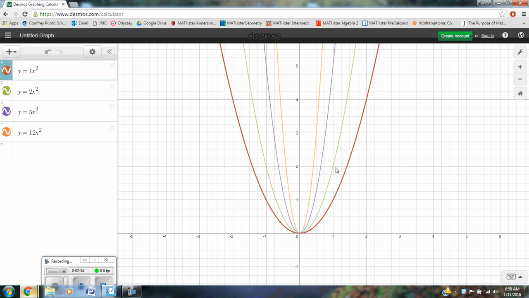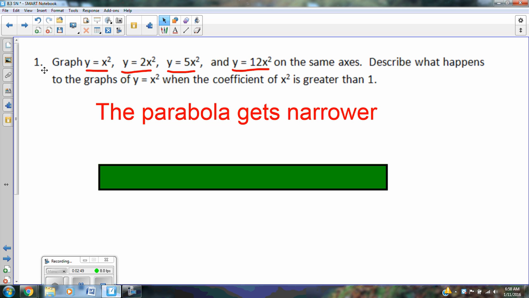The purple one is 5 times as fast. So after x equals 1, it would be up to 5 high. So it's going up 5 times as fast. That's why it looks like it's getting narrower or smaller, because it's moving up faster. Okay? So for number 1, the parabola gets narrower is what you should write as this coefficient of x squared gets bigger.